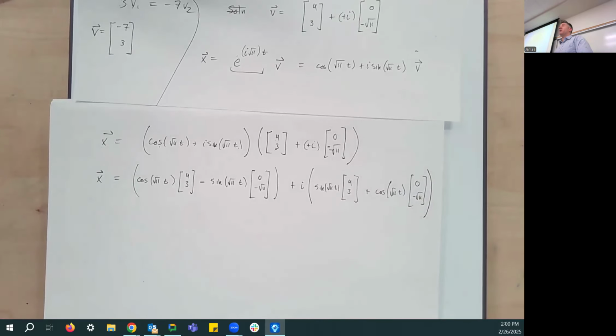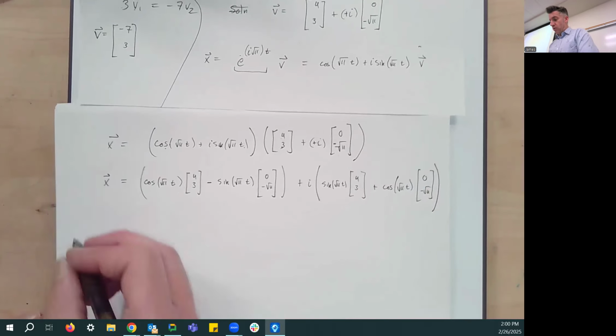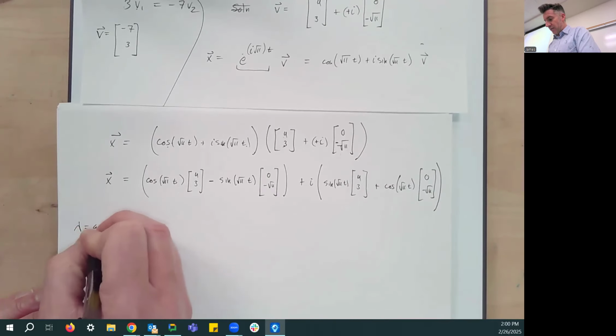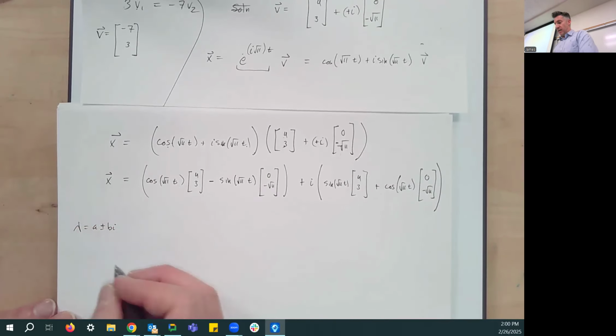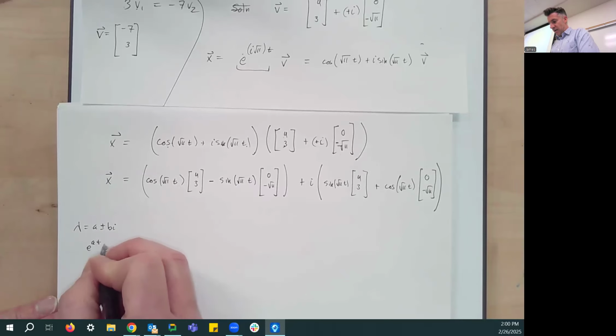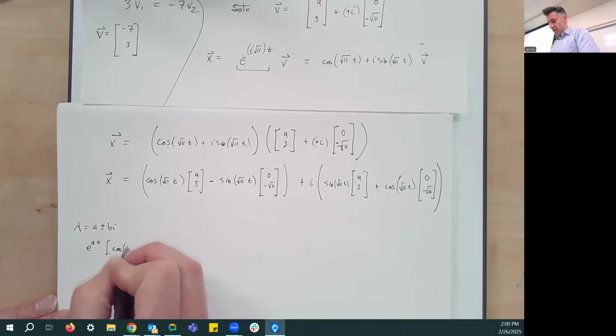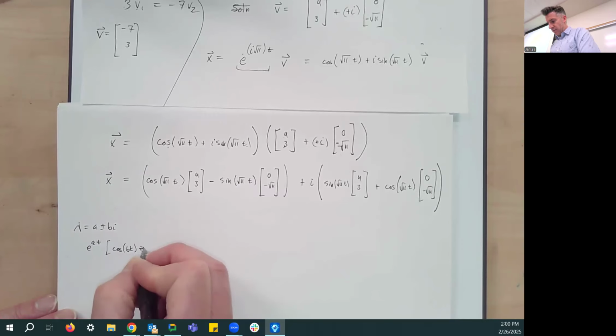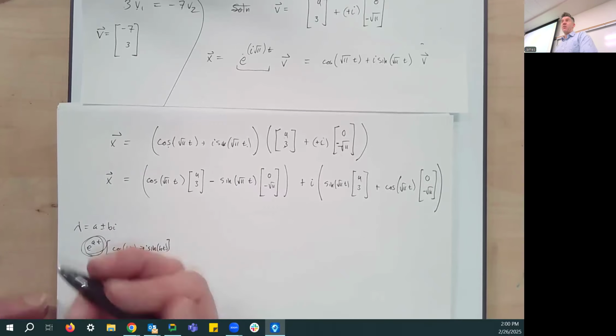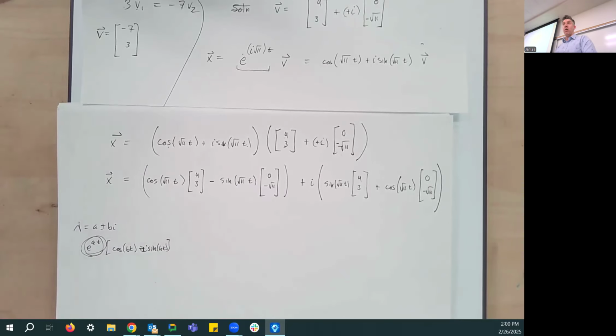This solution probably looks like it's missing something to you, because it kind of is. It's missing the e to the something times t part that's usually there. But we don't get that here because our eigenvalue was purely imaginary. Usually your eigenvalue is a plus or minus bi, and you usually get an e to the at times a cosine of bt plus i sine of bt. We're missing this part because our a was 0, and e to the 0 is just 1.